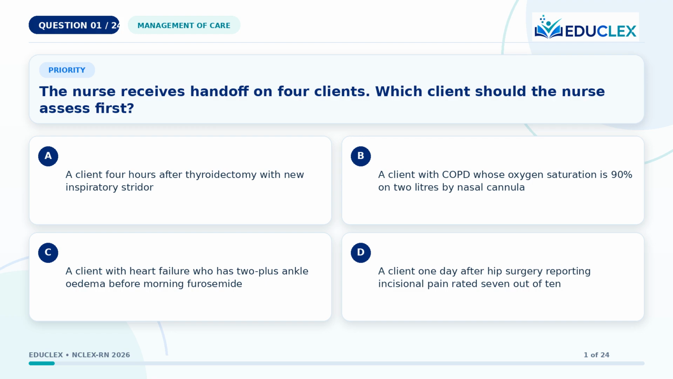Option B. A client with COPD whose oxygen saturation is 90% on 2 liters by nasal cannula. Option C. A client with heart failure who has 2+ ankle edema before morning furosemide. Option D. A client 1 day after hip surgery reporting incisional pain rated 7 out of 10.